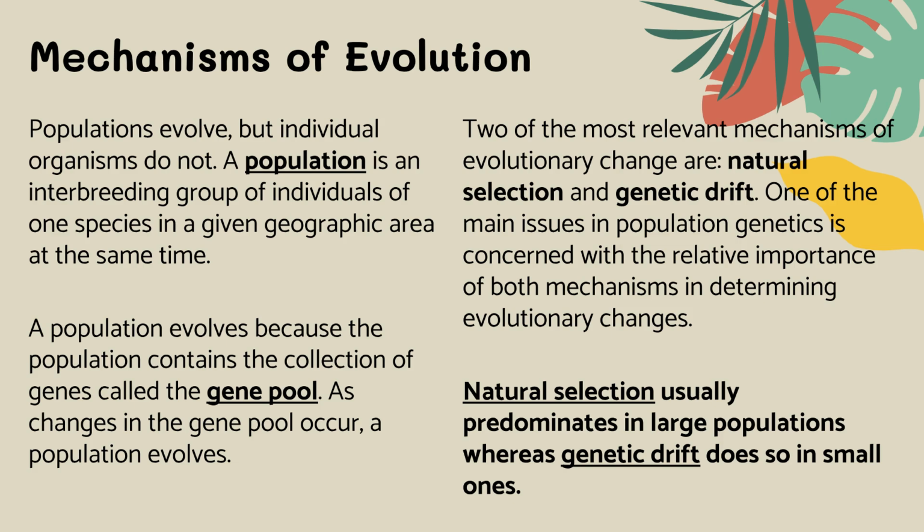The gene pool includes all the alleles, or gene versions, present in the population. Natural selection and genetic drift are two major mechanisms that alter gene frequencies. Natural selection tends to have a stronger effect in large populations, while genetic drift is more influential in small ones.